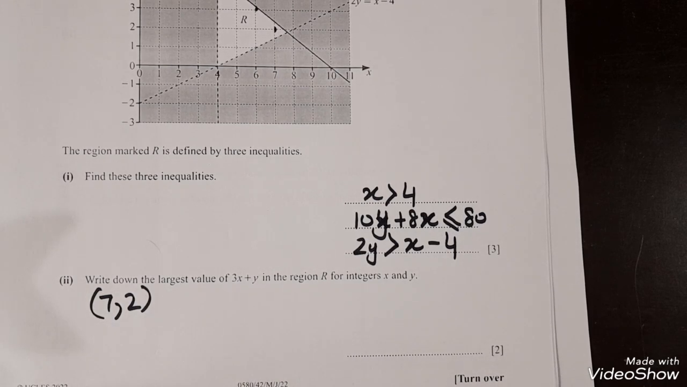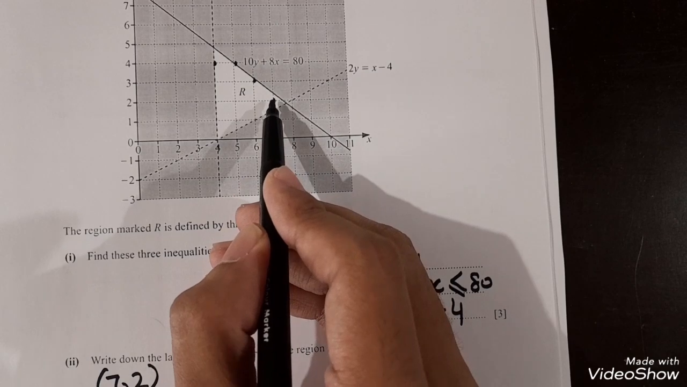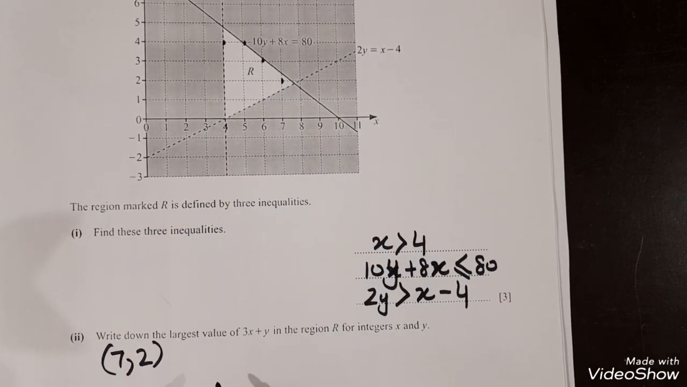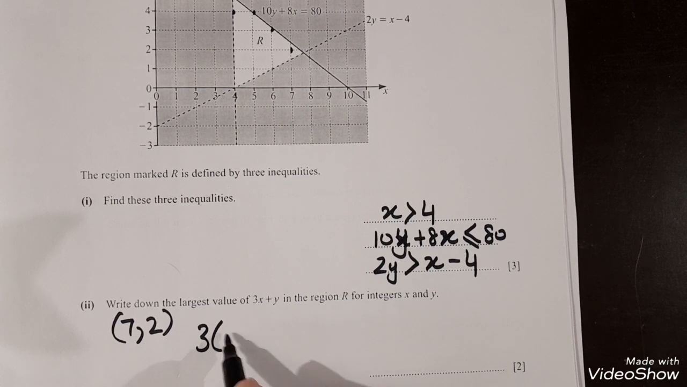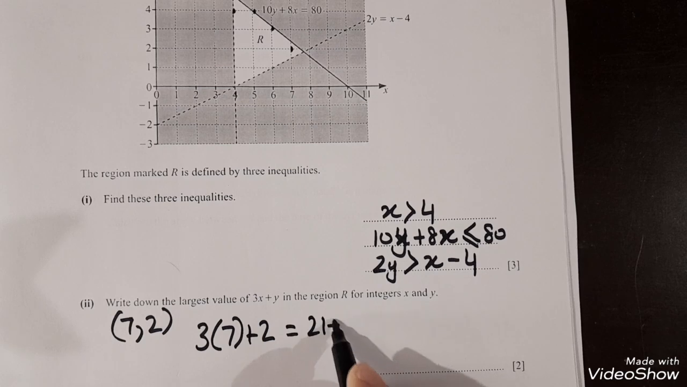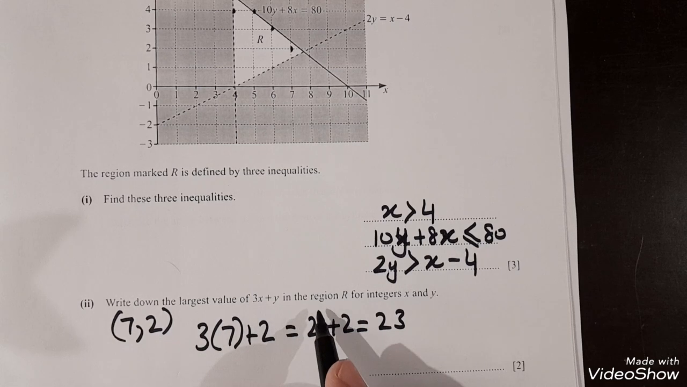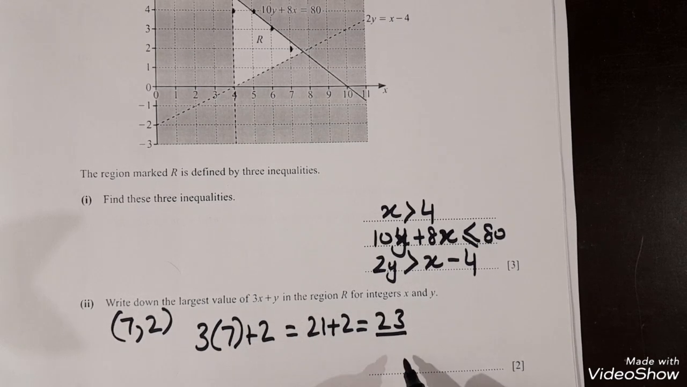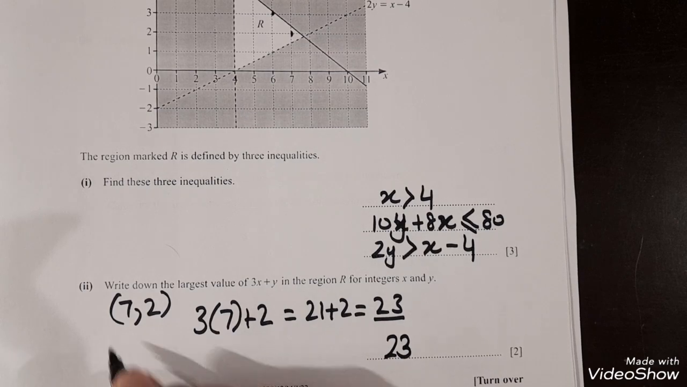Then we will write the expression for the point which is lying here. So we will write 3x, which is 3 times 7, plus 2, which is 21 plus 2, which is 23. This is the largest value of 3x plus y in the region R, so 23 will be the final answer in part 2.